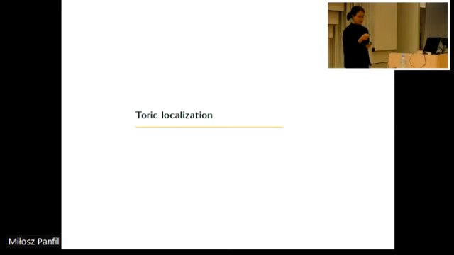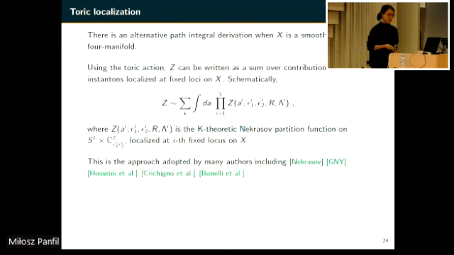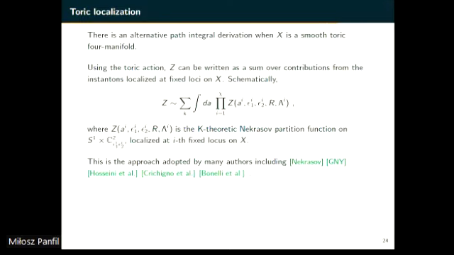Seven minutes. Okay, great. So for the last few minutes, I'm going to talk about the second approach, which is via toric localization. There is an alternative path integral derivation when our four-manifold is a smooth toric four-manifold, okay? In this case, using equivariant localization with respect to this toric action, we can write down the partition function as a sum over the contributions from the instantons localized at fixed loci on X. So schematically it can be written in the following form.